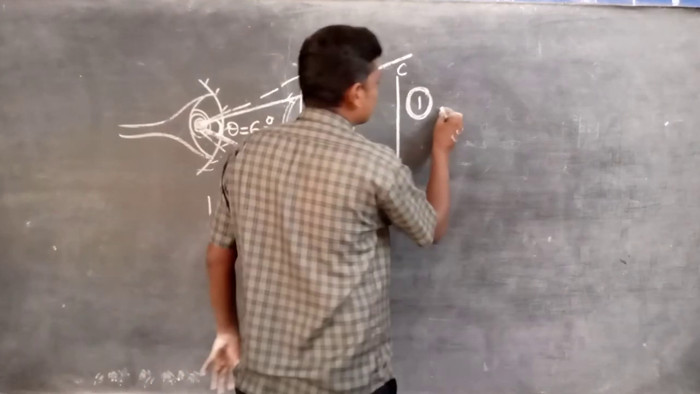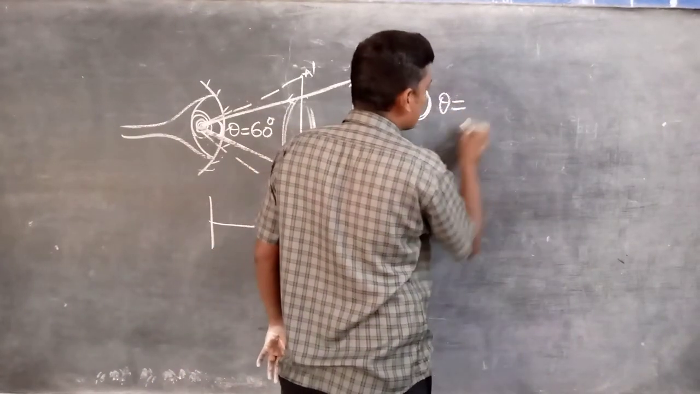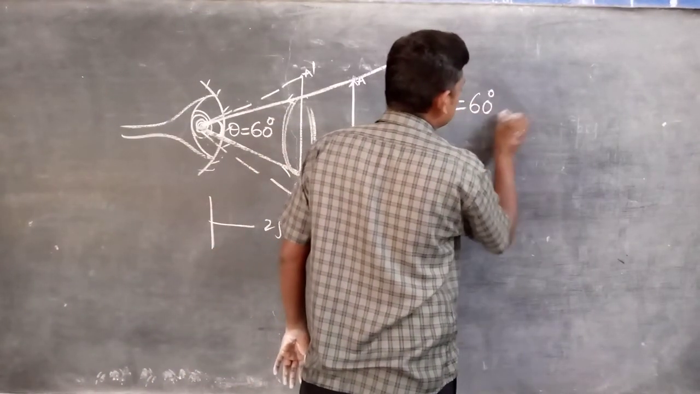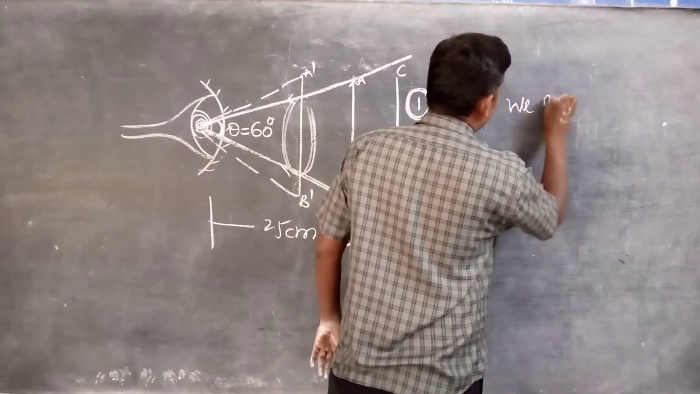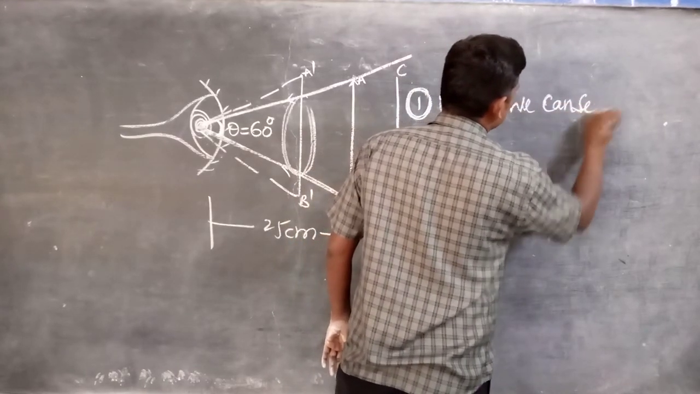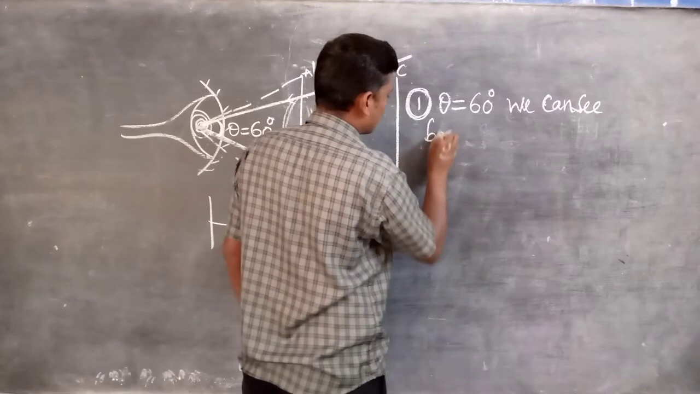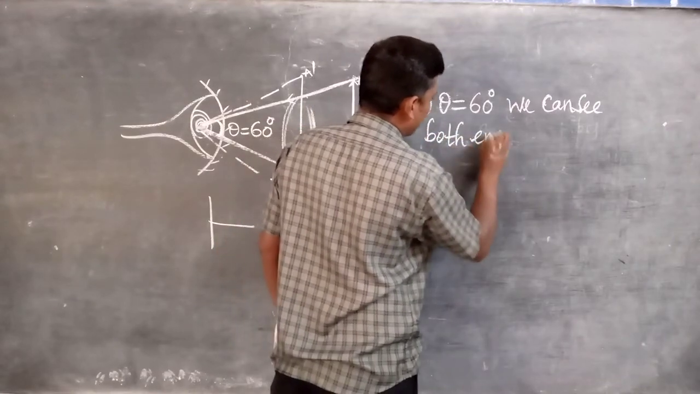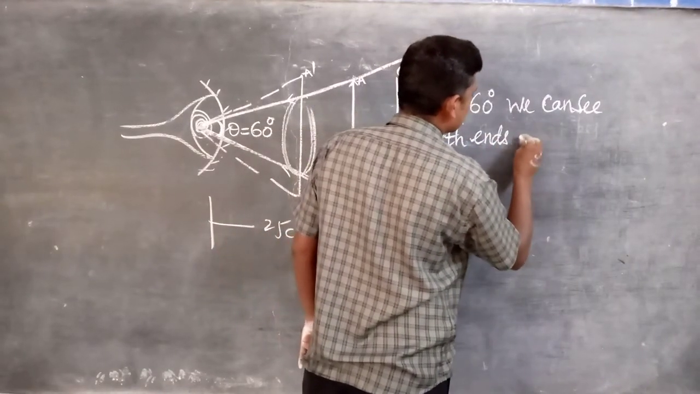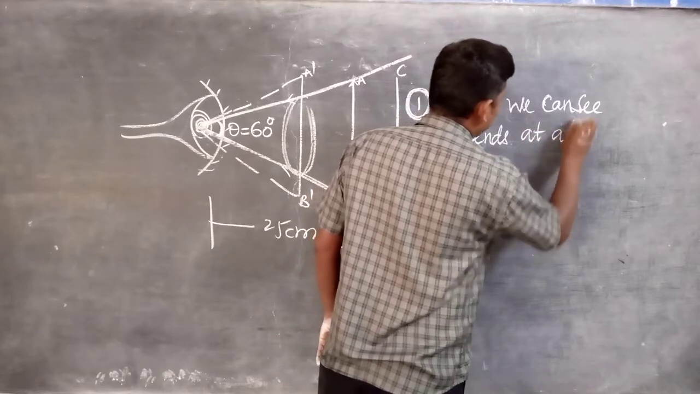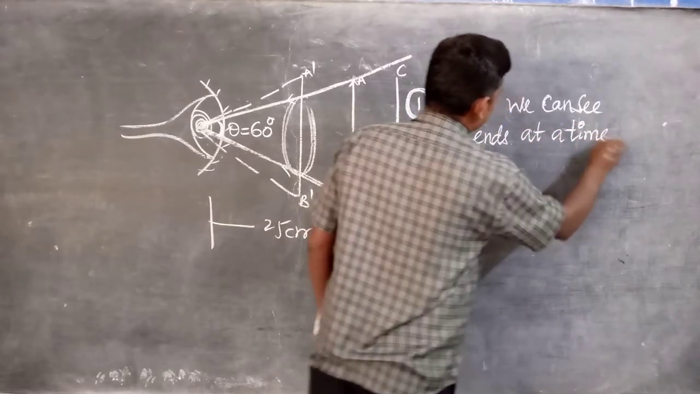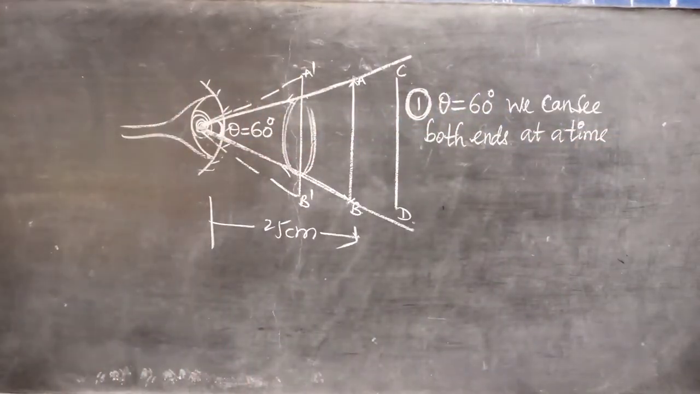So theta is equal to 60 degrees. We can see both ends at a time. We can see both ends at a time.